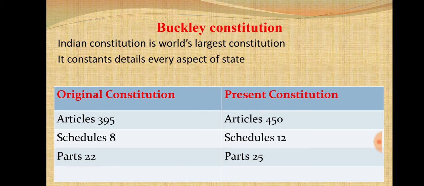If we compare the original constitution and the constitution of today, there were 395 articles when the Indian Constitution commenced. Today there are more than 450 articles. Originally there were only 8 schedules, whereas now there are 12 schedules. And the original constitution contained only 22 parts, now there are 25 parts. So it makes the constitution bulky. But whatever the criticism, a bulky constitution is necessary, it is a need of the time, because we want to govern the country in every aspect.